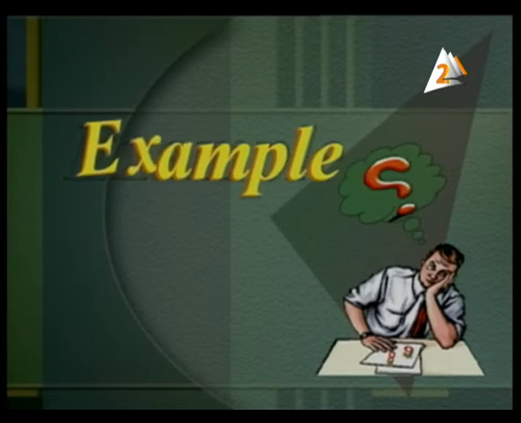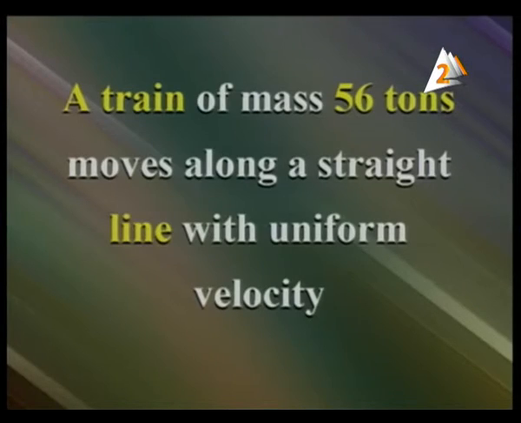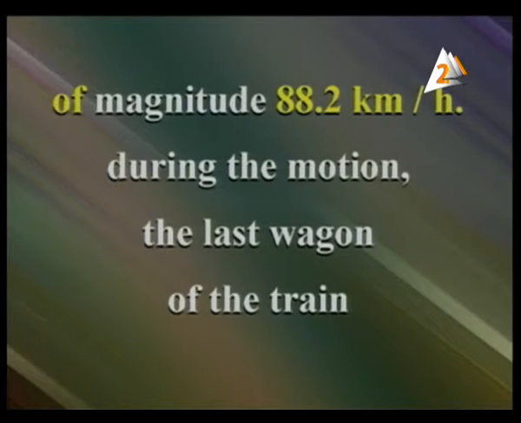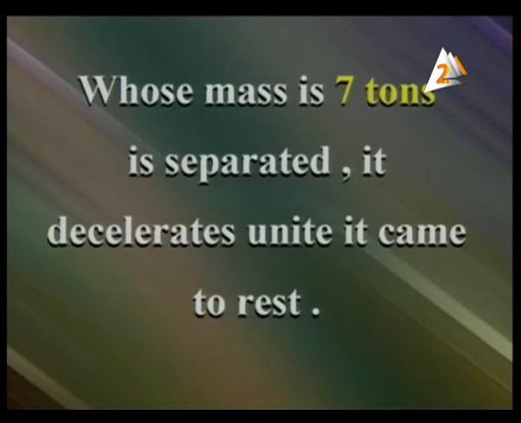Now let's go to another example. A train of mass 56 tons moves along a straight line with uniform velocity of magnitude 88.2 kilometers per hour. During the motion, the last wagon of the train, whose mass is 7 tons, is separated. It decelerates until it comes to rest.